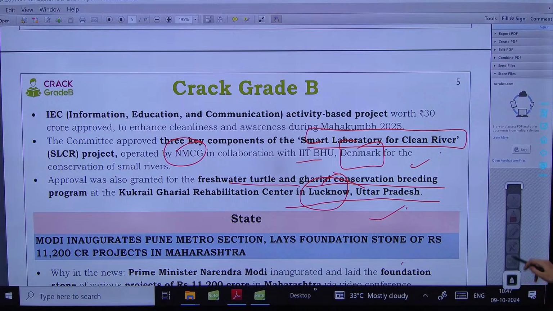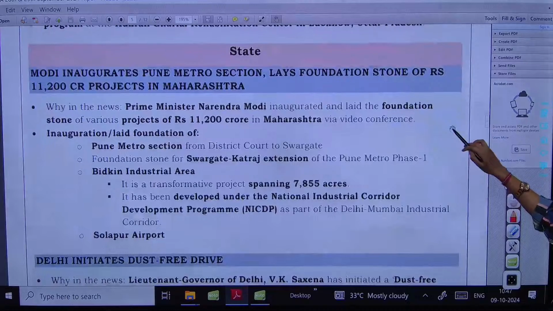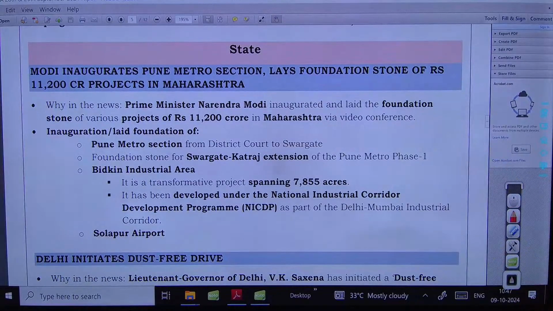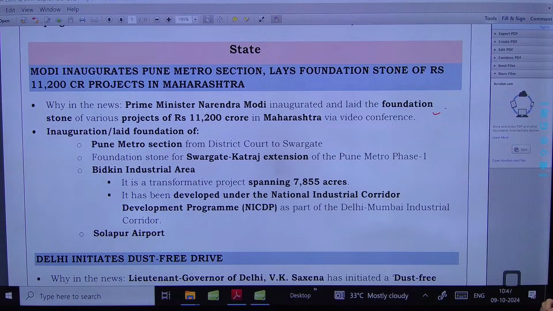I hope all of them are clear. Now, the next category is the state news. Let's see what we have in the state news. So, in the state news, first, the Prime Minister has inaugurated and laid the foundation stone of various projects of almost rupees 11,200 crores in Maharashtra via video conference. Now, what are these projects?